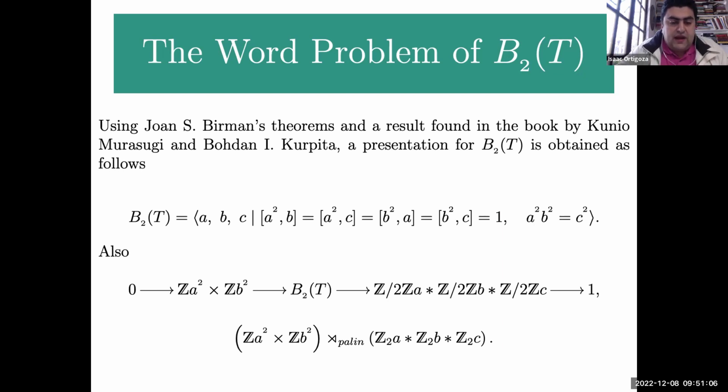Also, Murasugi and Kurpita give us an extension of B2 of T to solve the word problem. I use this extension, and I found a Tate cycle that classifies this extension. I call this Tate cycle Palin. And with this cycle, I can understand the braid group as a product of the first group with the last group perturbed by the Tate cycle.